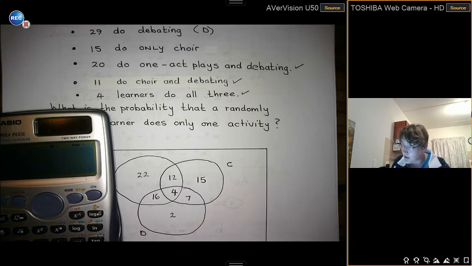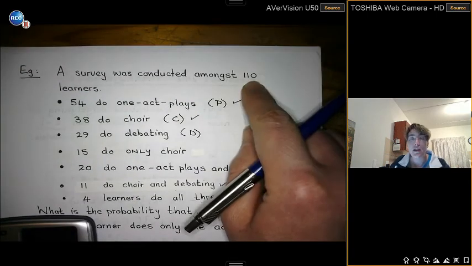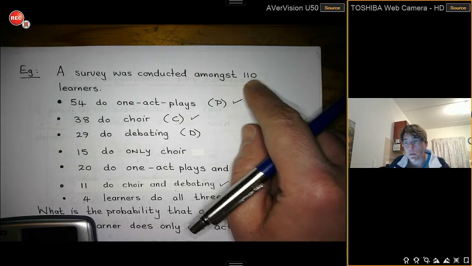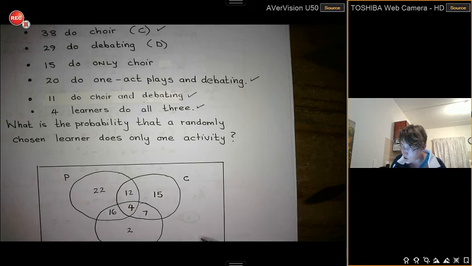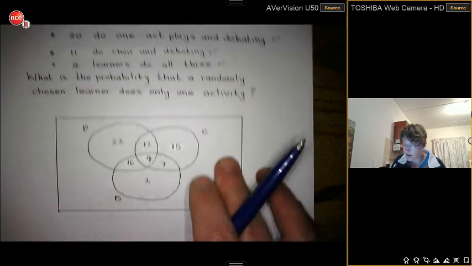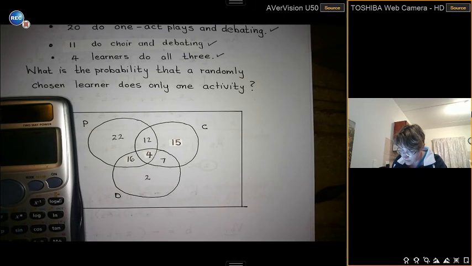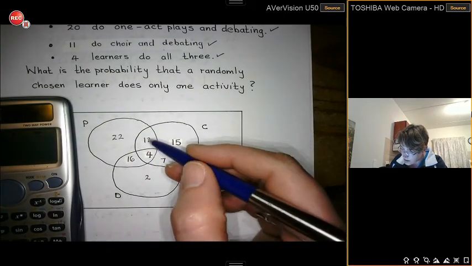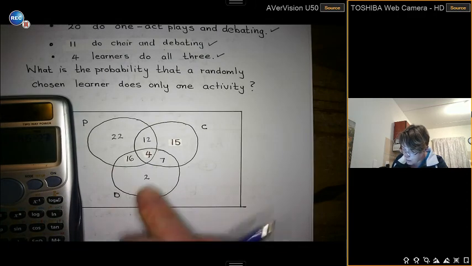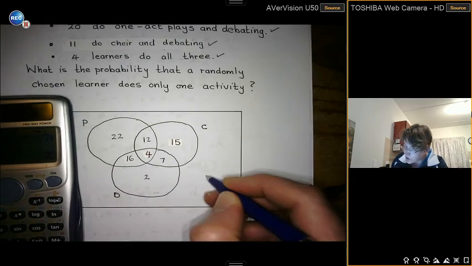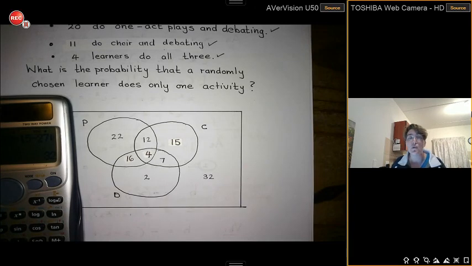Not done yet, because they told me up here that there are 110 learners in total. So because there are 110 learners in total, I will now have to go and subtract. I'd have to go 110 minus all of that, which is currently there. So let's just do that one. 110 minus 22 minus, let's say, 12 and then 15. Then 27, because that's 16 plus 4 and 7 is 27, minus 2. And that's going to give me 32 that I can put outside here. Those are the 32 of the 110 learners that clearly didn't do any of those events.